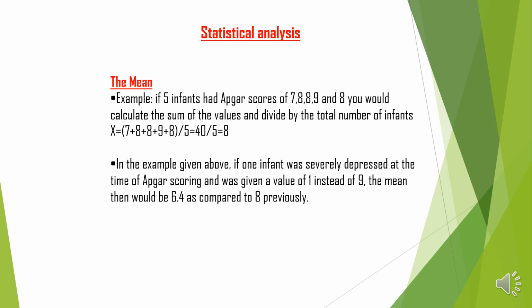Okay? Now I will tell you what's the extreme. If in the same given example, one infant was severely depressed and his Apgar score was 1 instead of 9, I remove this 9 and put 1, the mean will become 6.4. Can I say now the 5 infants are severely depressed because the mean is considering the severely depressed one? No. Now it's affected by the extreme.